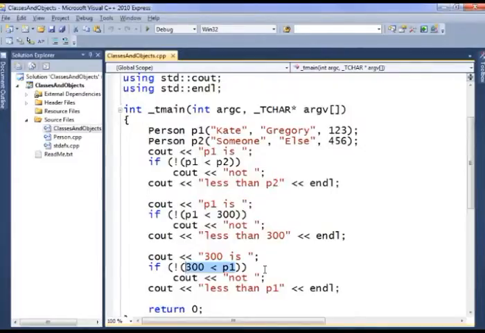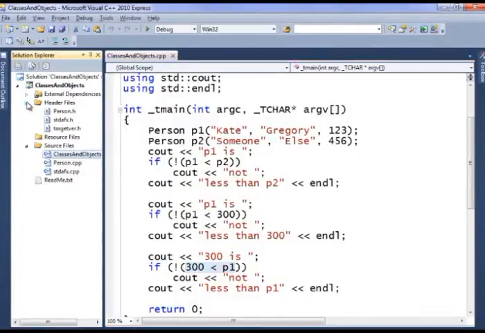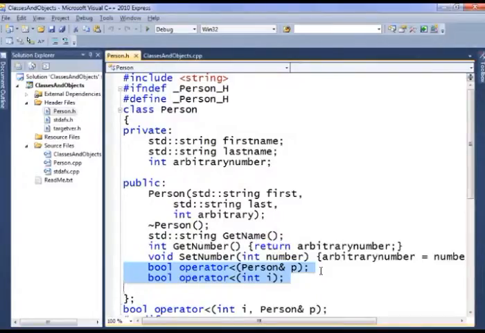I've written those three and I've declared them all in person.h and implemented them all in person.cpp. So let me show them to you now. The two member functions, one that takes a person and one that takes an integer, are inside the person class. I've defined these as member functions of person. So person class starts here, ends here, and these are public member functions.